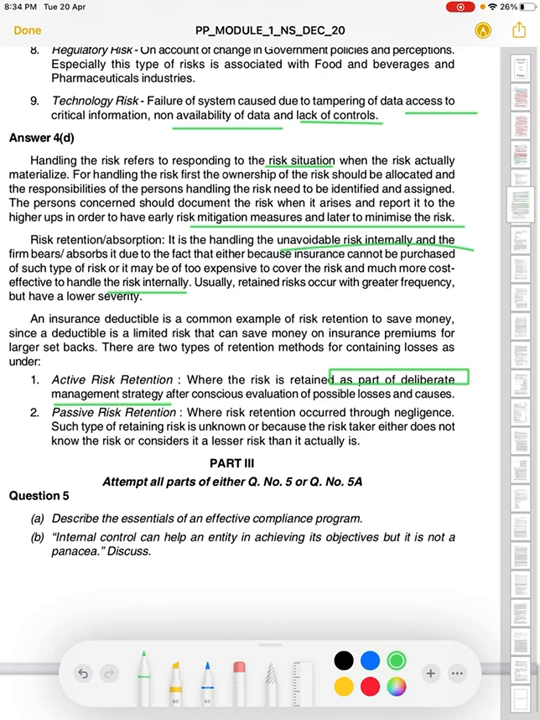And we have passive risk retention, where the risk occurs through negligence. Passive risk is through negligence. Such retained risk is unknown, because the risk taker either does not know the risk or considers it a lesser risk than it actually is. So passive risk is basically due to the negligence of some person, and risk retention through deliberate management strategy is a part of active risk retention.